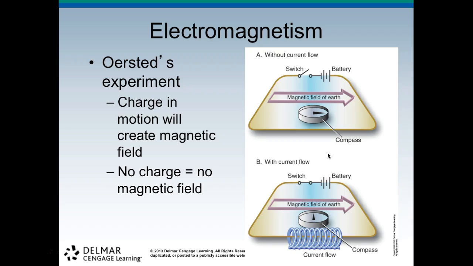Oersted's experiment builds upon Planck's. So a charge in motion will create a magnetic field. No charge equals no magnetic field. If you look at this diagram, you can see the compass is pointing in the direction of the magnetic field of the Earth. If you apply a current within that area, you can see the compass moves with the current.